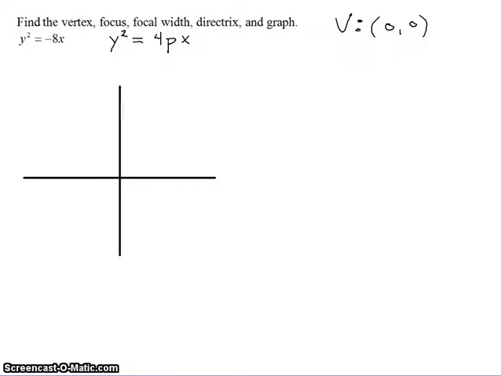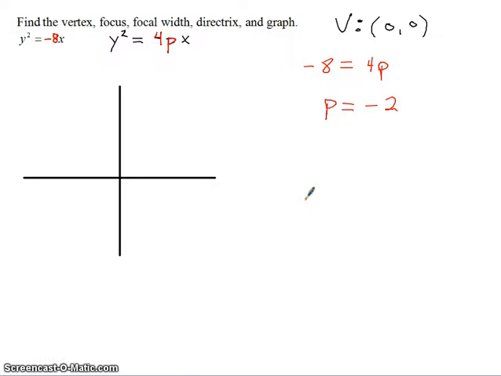And so right now, I want to figure out the p-value by comparing these two equations. I see that I have a negative 8 in front of the x, and I have, for the general form of a parabola on its side, the 4p next to the x. So to find out the p-value, I simply need to take negative 8 and set it equal to 4p, and then solve for p. So that tells me that p is equal to negative 2.